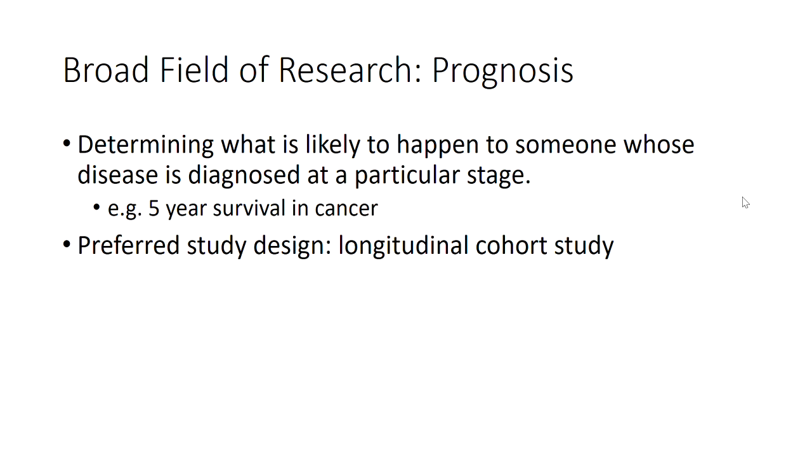Your next broad field of research is prognosis, and this is determining what is likely to happen to someone whose disease is diagnosed at a particular stage. For example, what's the 5-year survival in a particular type of cancer? You can develop that based on what treatment arm they're in, what treatment they received, and this would be a longitudinal cohort study because you do need to follow them with prognosis.